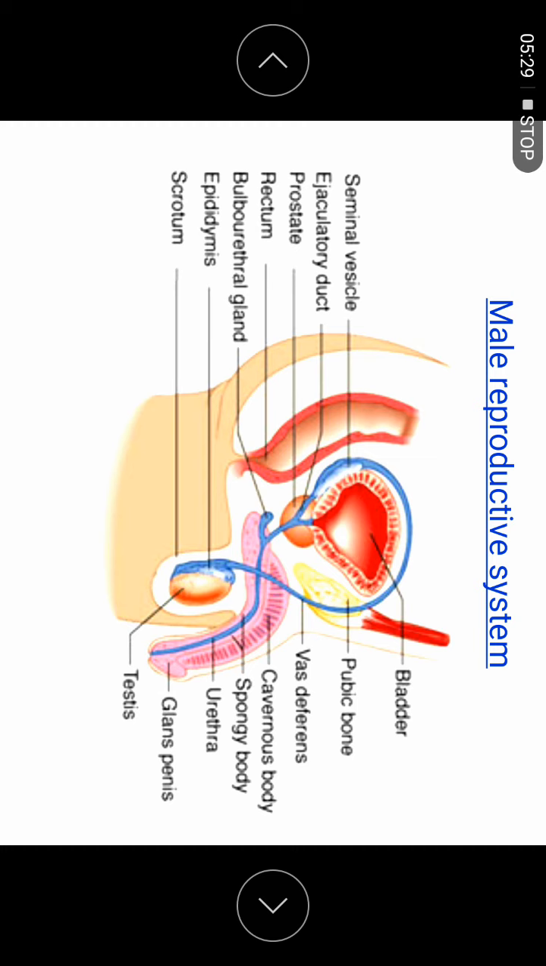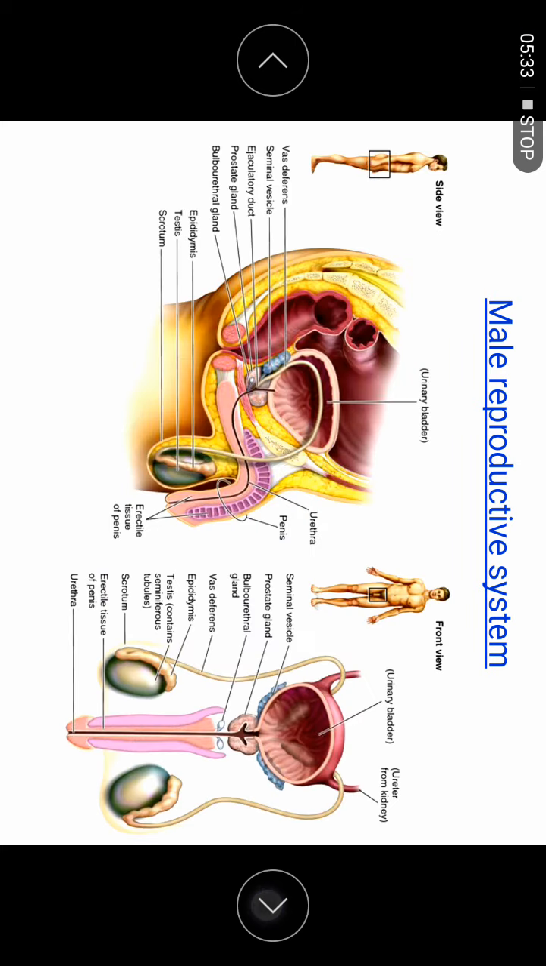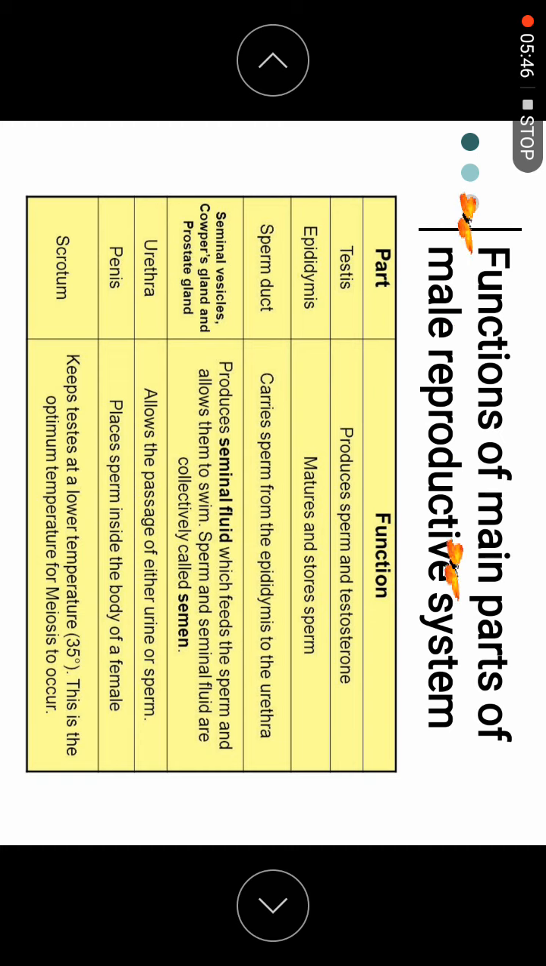So the main parts that you have to remember the functions of. So this is the side view and then the front view. The main ones you can just read up. This is the main function that you should know: the testis function, the epididymis, sperm duct, the seminal vesicle, the glands, then the urethra, penis, and scrotum. These are the main functions that you must know.